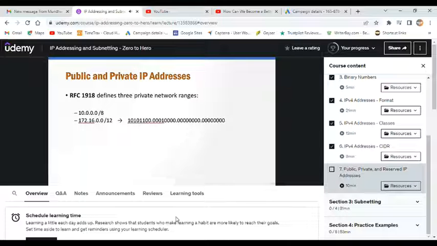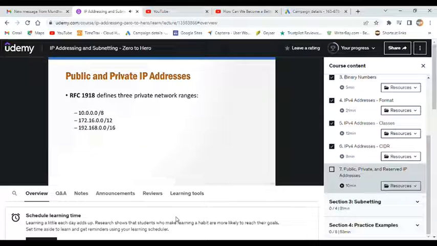So this range actually ranges from 172.16.0.0 to 172.31.255.255. You can calculate that based on what we've learned so far and check if I'm right. But that's it. That's the second private network range.